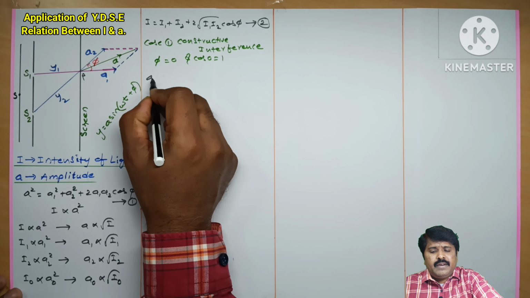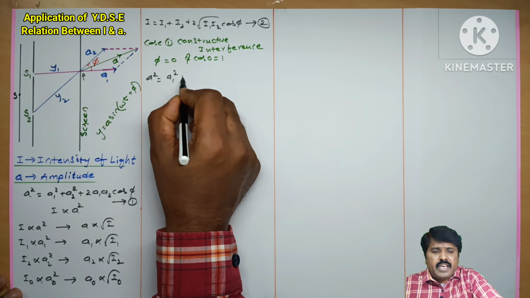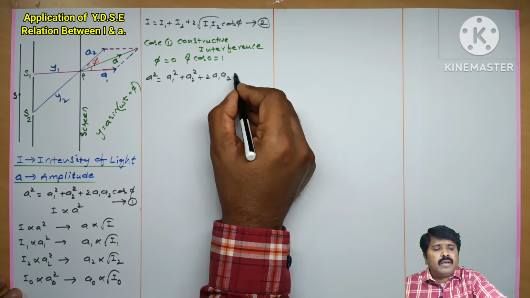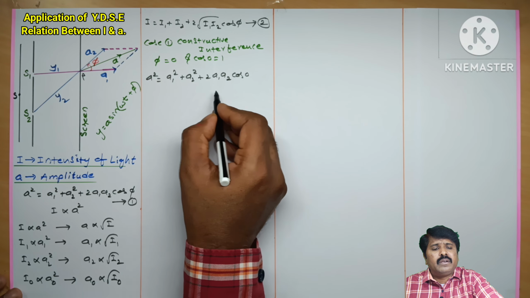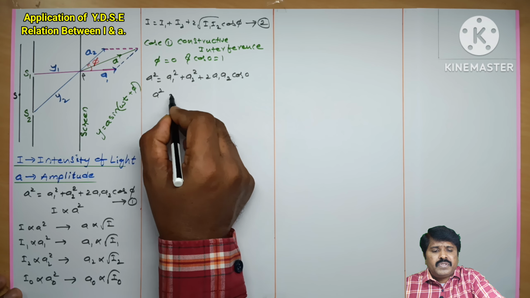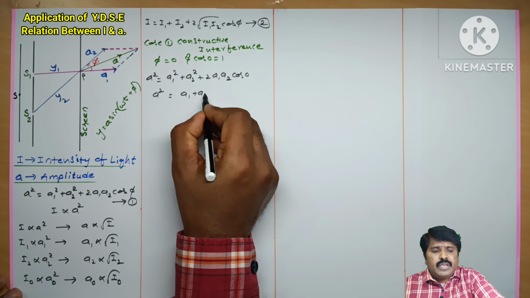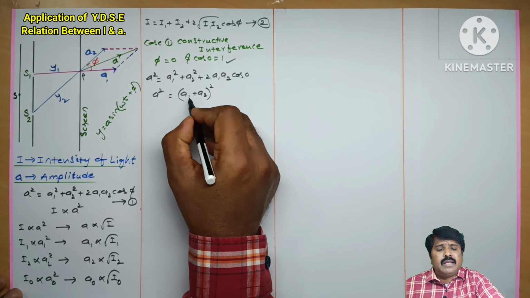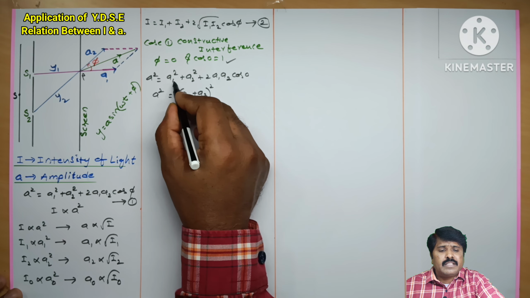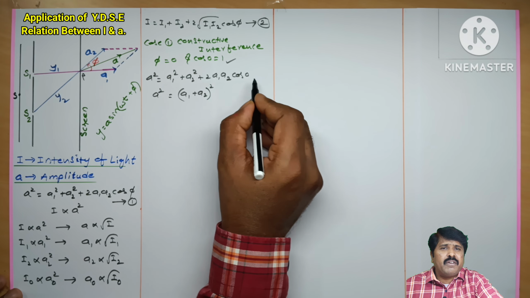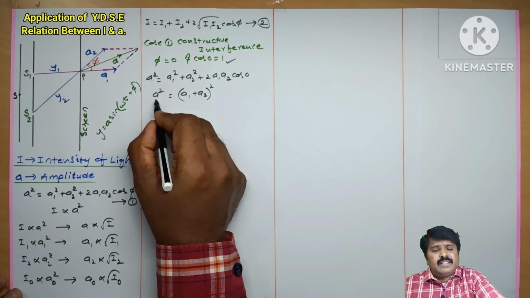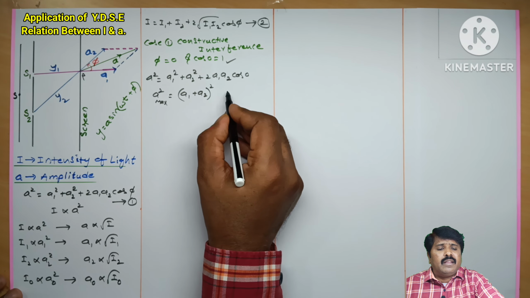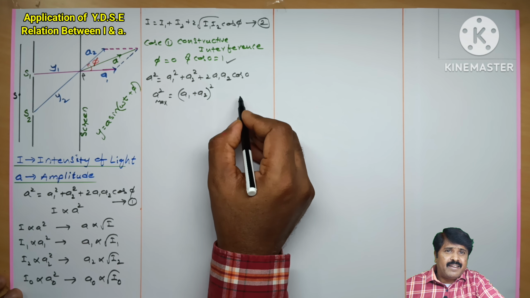So A square is equal to A1 square plus A2 square plus 2 A1 A2 cos 0, and cos 0 is equal to 1. So we will get A square is equal to (A1 plus A2) whole square, student, because cos 0 is equal to 1. This is the (A plus B) whole square formula: A1 square plus A2 square plus 2 A1 A2, and this represents the maximum amplitude equation. In the form of intensity also we can write it there.